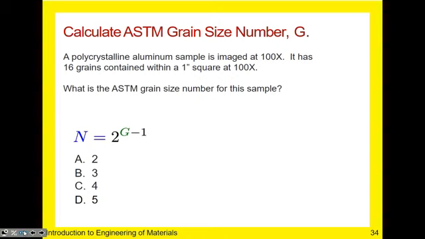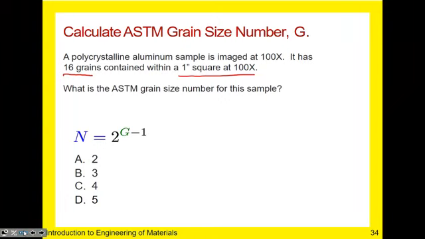So I thought I skipped this. This is not on Top Hat despite the yellow. I thought I'd just go over this example briefly. If you have to compute the grain size number G and you're given the number of grains. So in this example here, it says a polycrystalline aluminum sample is imaged at 100x. So that signals to you that it's collected at the correct standard magnification, and that it has 16 grains here, and then also in a 1 square inch area.